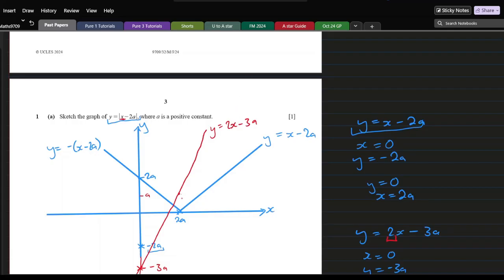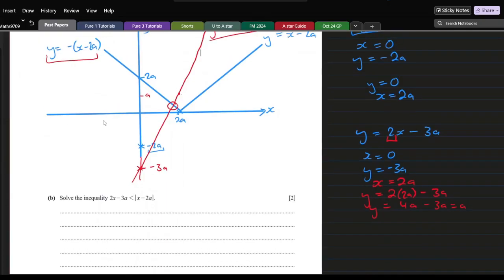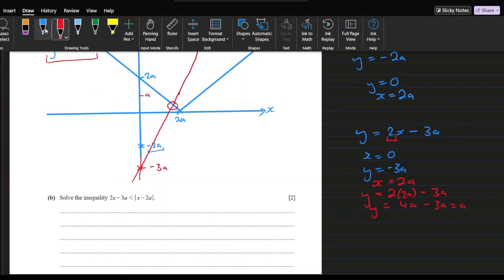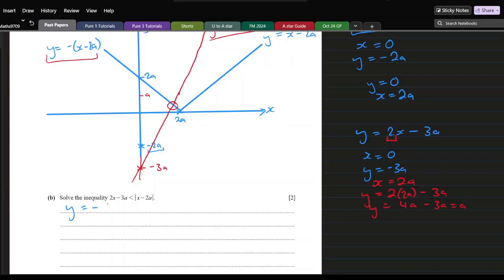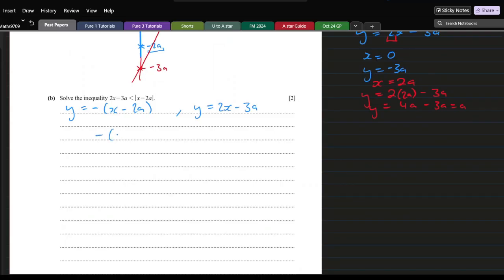And now we can tell that there's only one point of intersection, and that's between this equation from the modulus function and our line. So let's solve those two equations simultaneously for our point of intersection. Okay, so we've got y is equal to negative x minus 2a, and then we've got y is 2x minus 3a. So let's equate the two. That's negative (x minus 2a) is equal to 2x minus 3a. Let's expand the bracket. So negative x plus 2a is equal to 2x minus 3a.